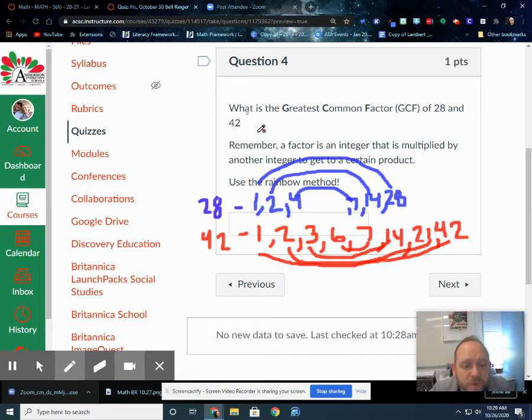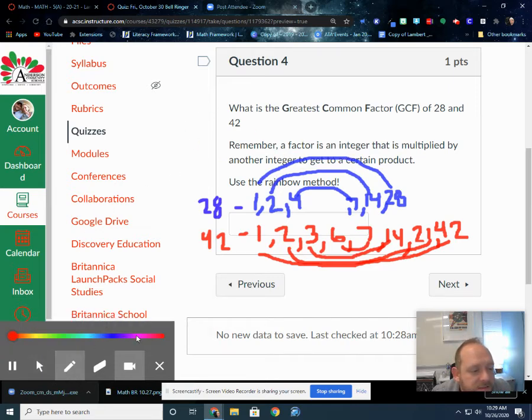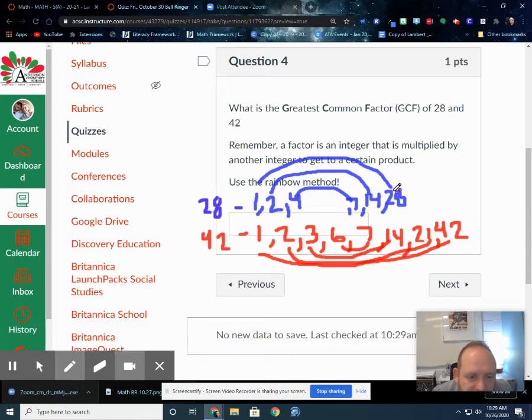Now we need to find the biggest one we have in common. So let's switch to a new color. We'll switch to purple and see what we can find. Now 42 we do not have in common. The biggest one here is 28, and we also do not have 28 in common. Check out our next number on both of these. It is 14. We do have 14 in common.